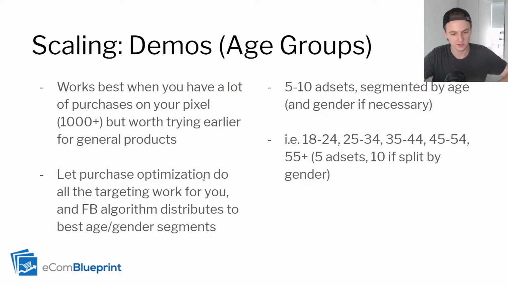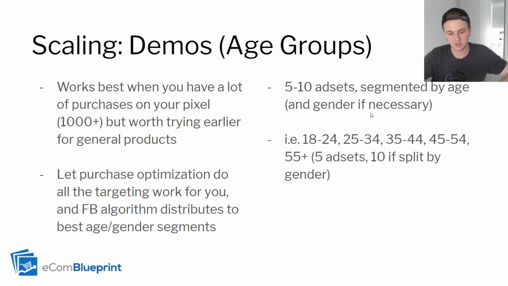If you didn't know, if you're optimizing for purchases, it's going to look at the past purchase data on your pixel, find people similar to that, and then target those people. So even without any targeting at your ad set level, it's still going to pick out the right people using purchase optimization. That's why you need to have a lot of purchases on your pixel before attempting this strategy. But I wrote here that it's worth trying earlier for general products, and I'm going to show you an example of that in a second.